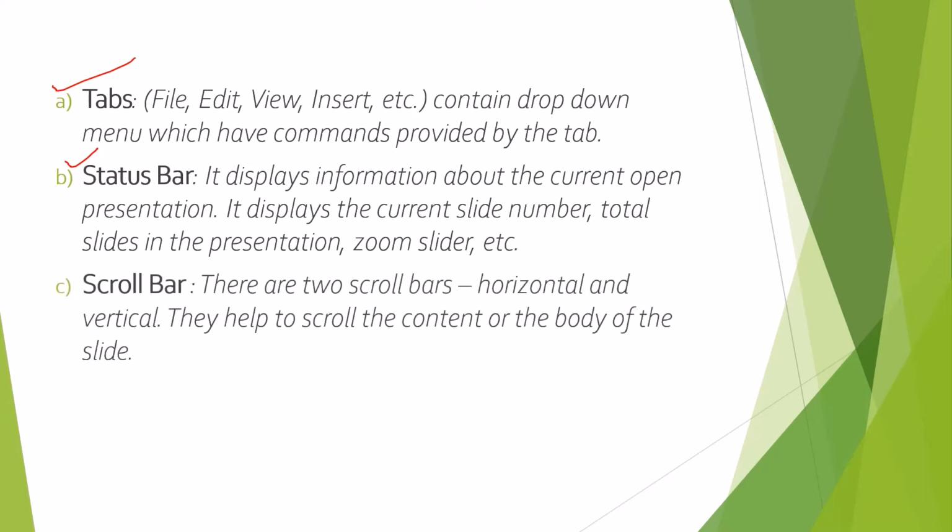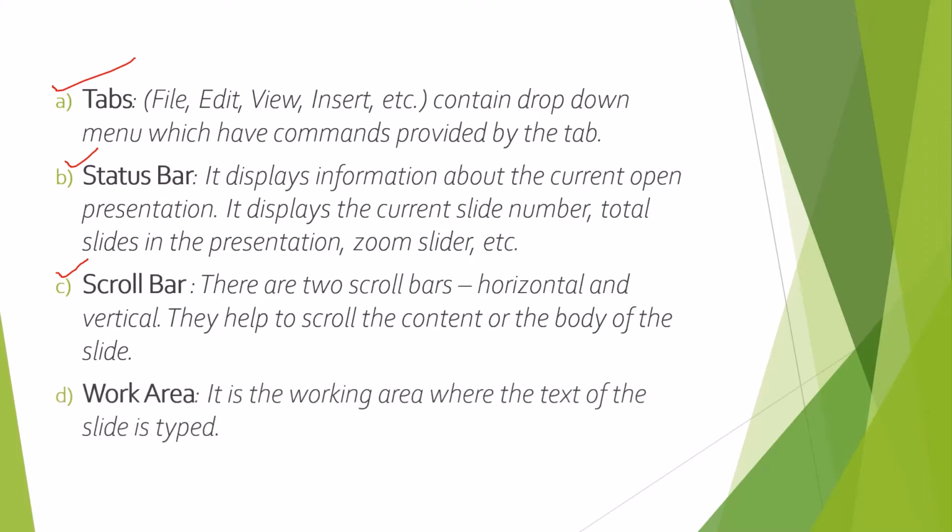Next is scroll bar. Means the bar to scroll the screen or the content of the body, and there are basically two scroll bars, horizontal and vertical. Next is work area. As its name suggests, it is the area where we work, means the area where we type the text of the slide, where we add different elements of the slide. It is known as work area.